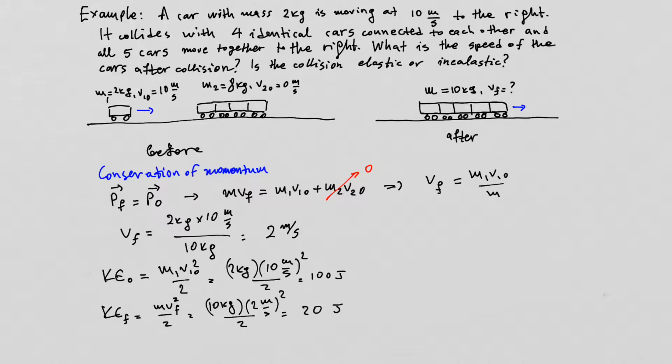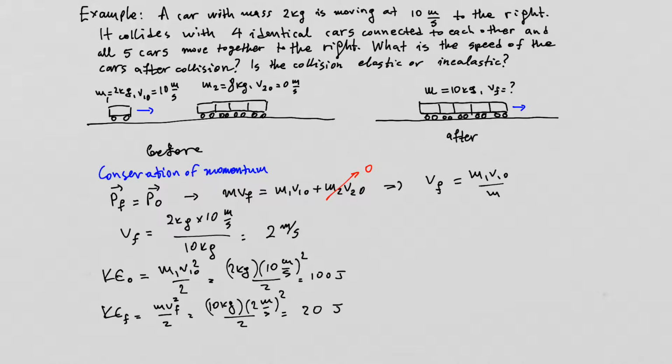But also notice that the mass of the 5-car train is 5 times more compared to the mass of the single car. And so it makes sense that the final velocity is 5 times less, because the mass is 5 times more and the momentum must remain the same.